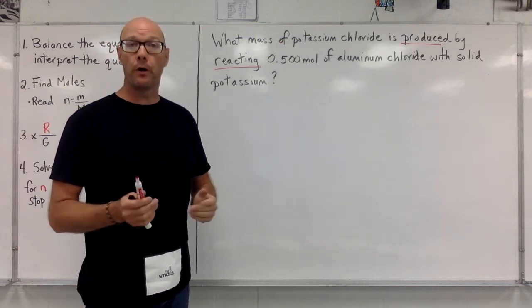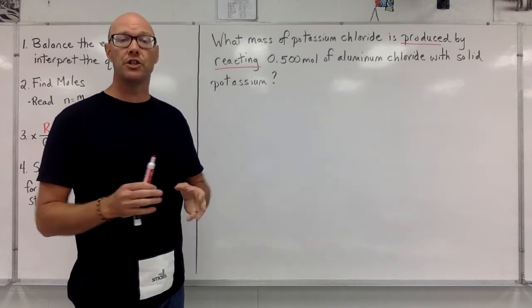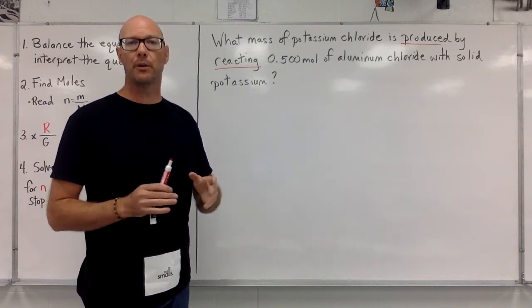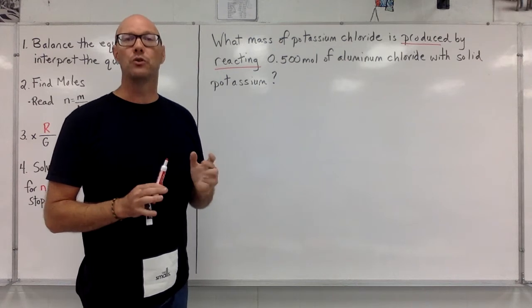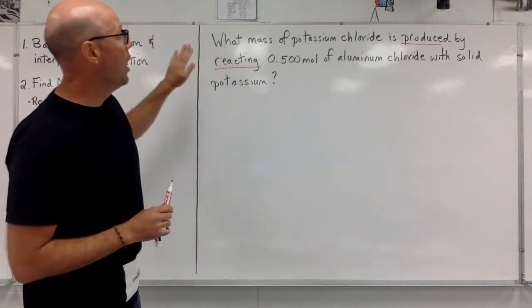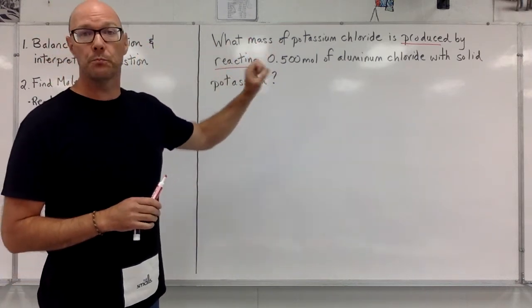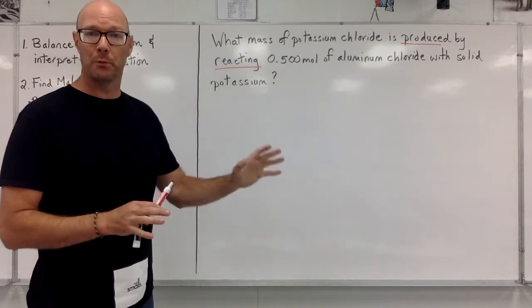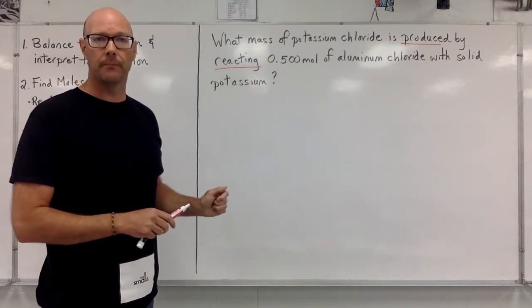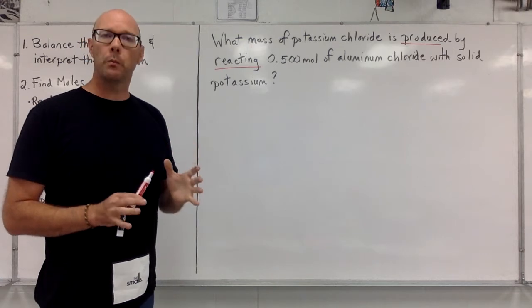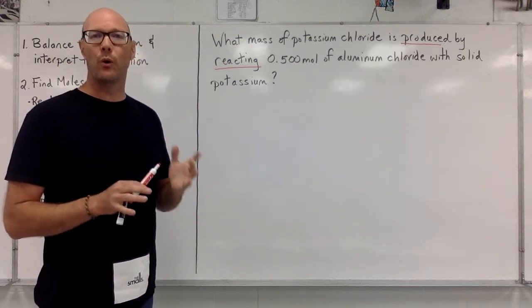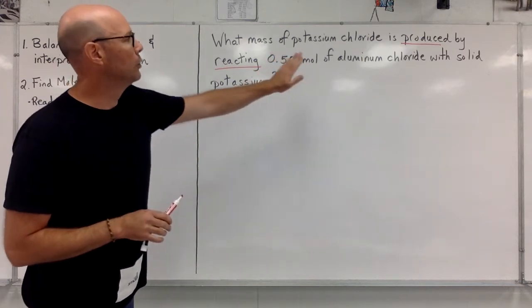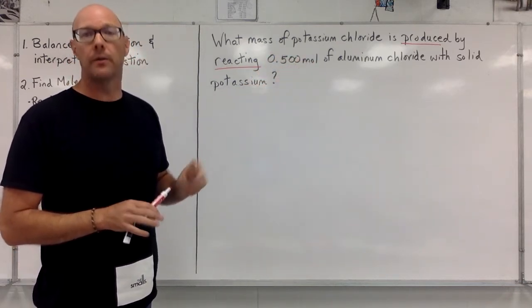As we move forward, an increasingly useful strategy is to read the question and skip the numbers. Here in the beginning, there's only one number, so that doesn't really help us out too much. But it would say what mass of potassium chloride is produced by reacting aluminum chloride with solid potassium. We need to do what we need to do to wrap our heads around what the chemical reaction is going to be. Here we have aluminum chloride reacting with potassium.